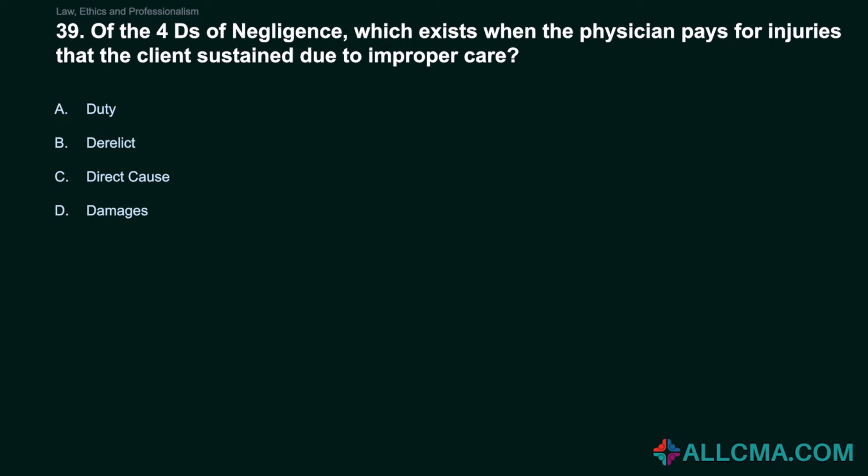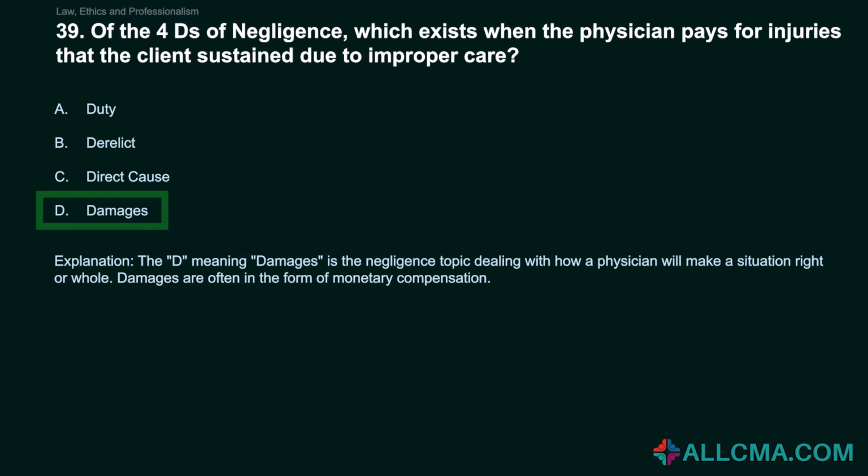39. Of the 4 Ds of negligence, which exists when the physician pays for injuries that the client sustained due to improper care? A. Duty. B. Derelict. C. Direct cause. D. Damages. Correct answer: D. Damages. The D, meaning damages, is the negligence topic dealing with how a physician will make a situation right or whole. Damages are often in the form of monetary compensation.